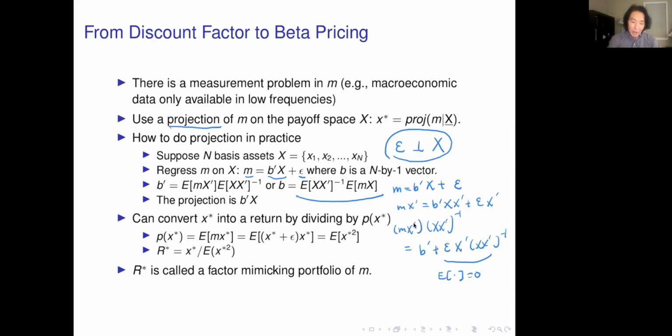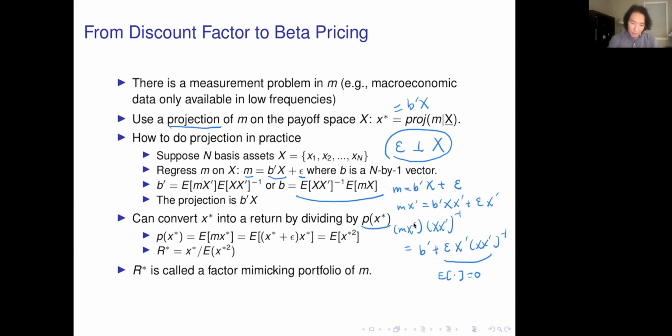Now the X prime should be B prime X. Okay. Now we can convert X prime into returns because returns are much easier to deal with than prices. So how do we obtain returns? We divide by prices. What is the price? Let's just suppose the price is given like that. So that is the price function of some asset with payoff X star.